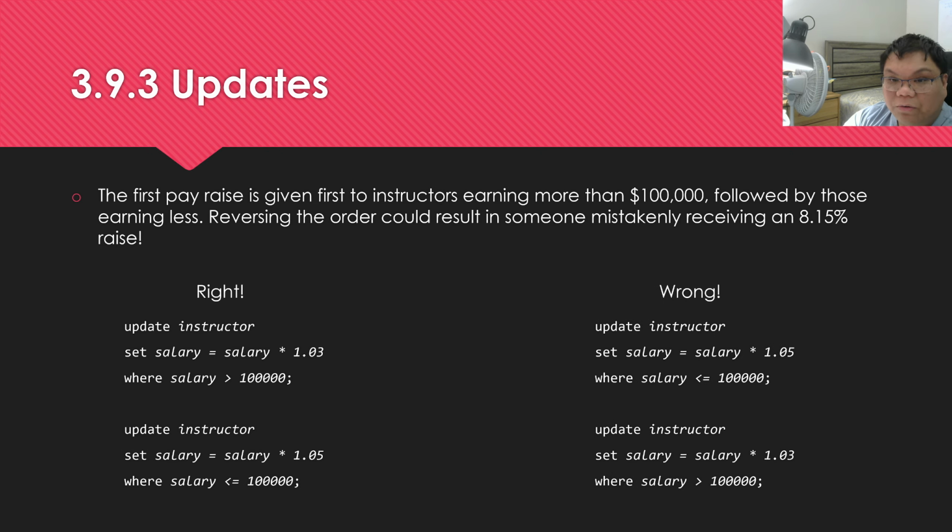If we reverse the order, that might result in the wrong thing. What I mean is this. If we applied the second query first, this raises salaries for those who have salaries less than 100,000. That might raise someone's salary to be above 100,000. So when we apply the next query, we just gave someone a double raise. We don't want that. So this is the wrong order. This is the right order.